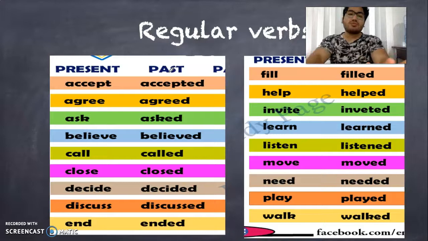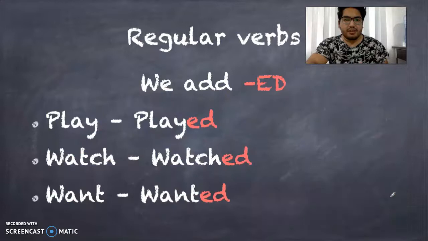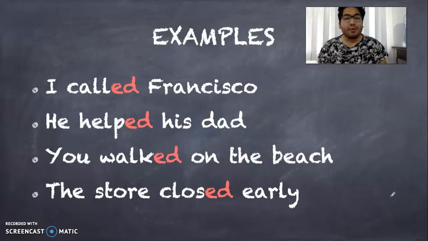But to use simple past we should know that there are regular verbs and irregular verbs. Here the regular verbs are the ones that you have the verb like this: accept, agree, ask, believe, call, close, and you just add ed, like learn, learned, move, moved, play, played. You just add ed. So the rule is that we add ed, like played, watched, wanted. Let's see some examples. I called Francisco, he helped his dad. You walked on the beach and the store closed early.